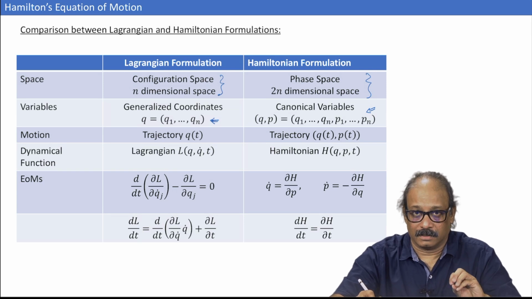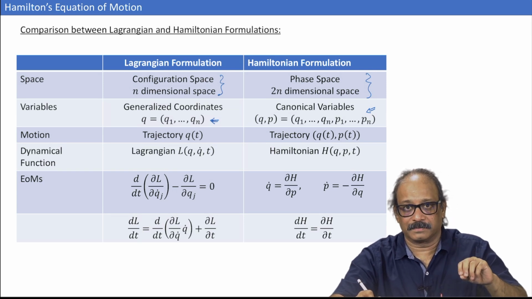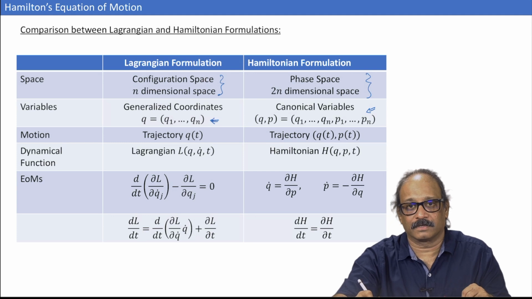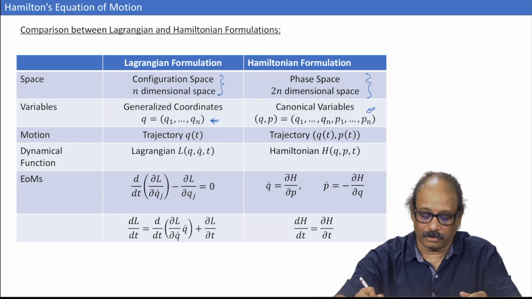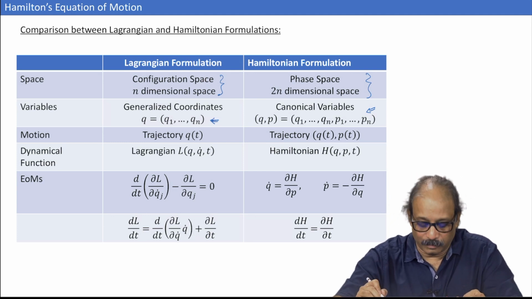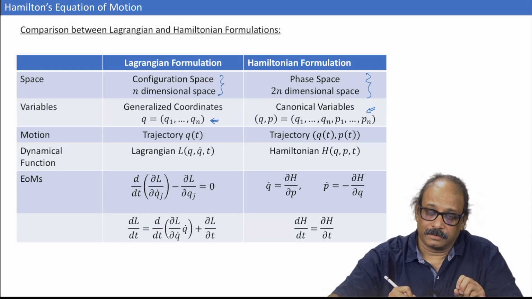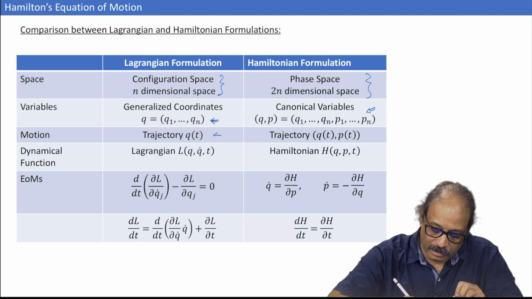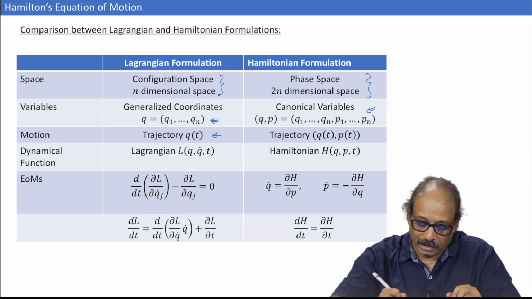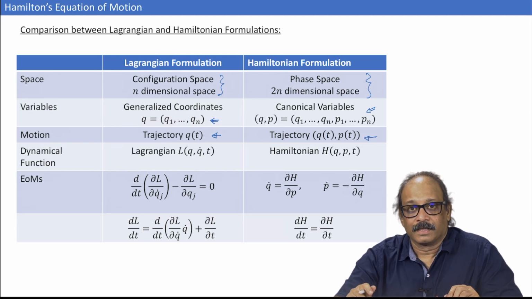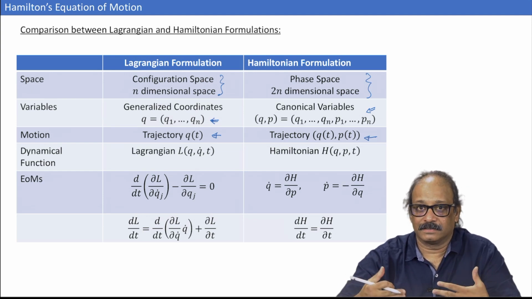So, it is a point in phase space with 2n coordinates, out of which n are the same as the generalized coordinates of the configuration space. The remaining n coordinates would be your generalized momenta or conjugate momenta. And the motion here is described by a trajectory in phase space, but now we have the advantages of phase space.